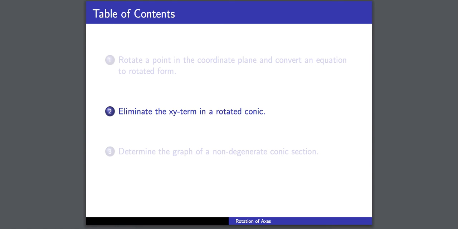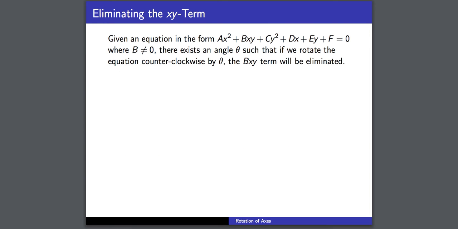All right, in this video we're going to look at eliminating the xy term in a rotated conic section. In our last video we looked at graphing an ellipse that was rotated a bit, given an equation in the form ax squared plus bxy plus cy squared plus dx plus ey plus f equals 0, where b is not equal to 0. When b is not equal to 0, that's going to cause our original graph to rotate. So this xy term in our equation causes our conic section to rotate.